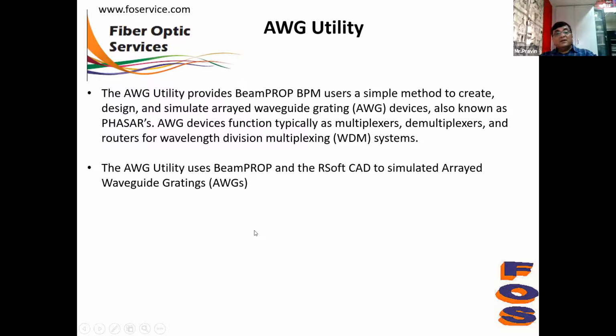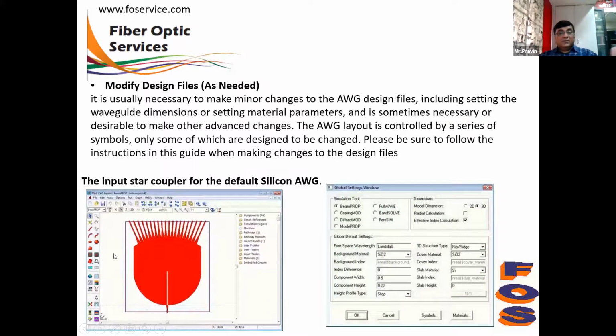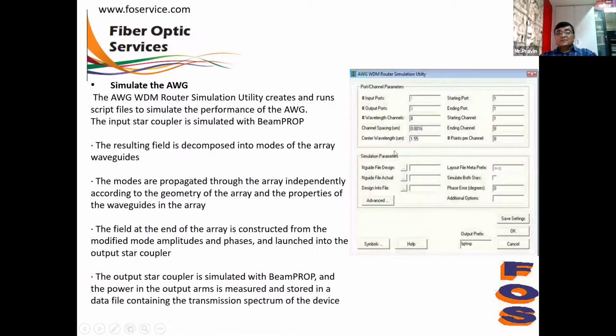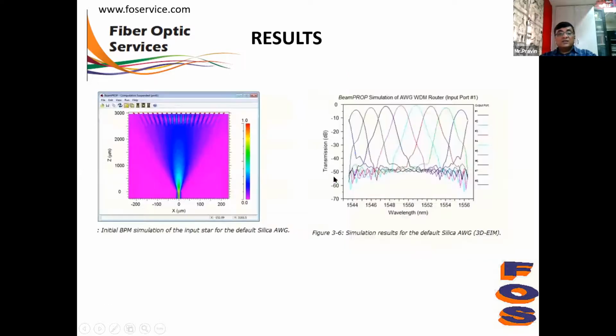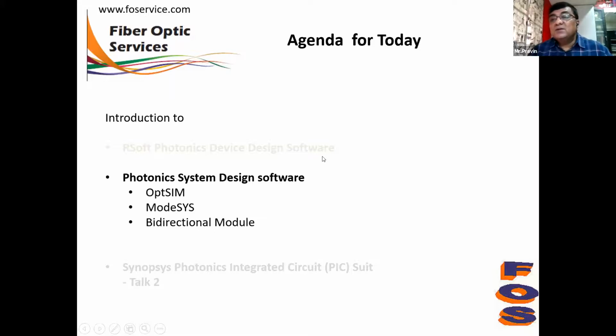Another utility available within the beam probe is the AWG utility, or Arrayed Waveguide utility, which is used for what is called the multiplexers and demultiplexers, and you can design simply by selecting how many input ports, how many output ports, what is the system of material you are using, and so on. Okay, this is all about the RSoft device and photonics active and passive devices.